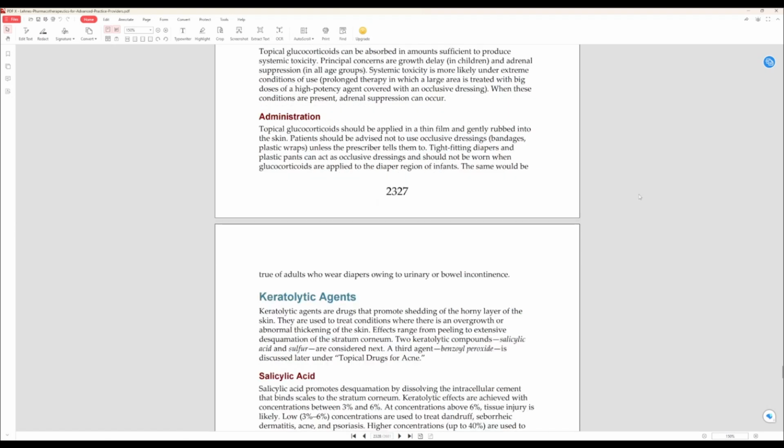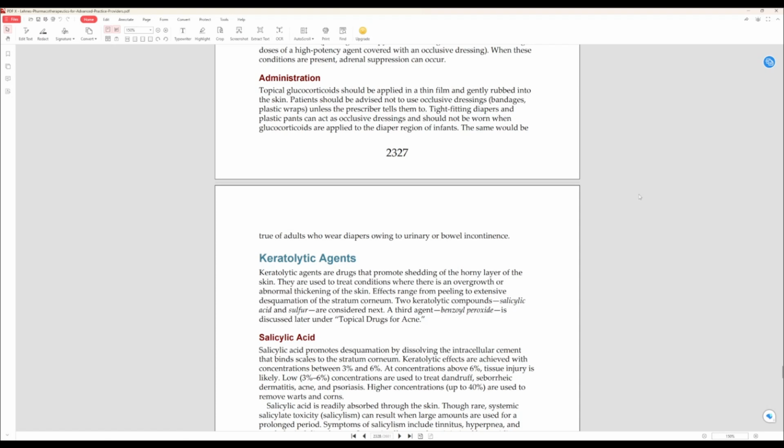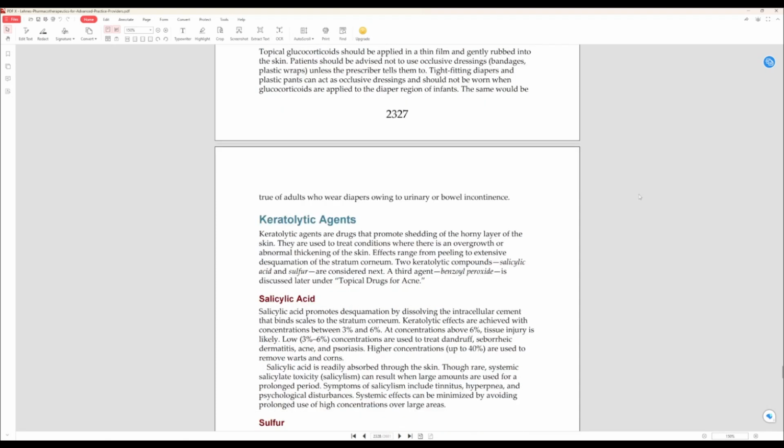Keratolytic agents. Keratolytic agents are drugs that promote shedding of the horny layer of the skin. They are used to treat conditions where there is an overgrowth or abnormal thickening of the skin. Effects can range from peeling to extensive desquamation of the stratum corneum. Two keratolytic compounds, salicylic acid and sulfur, are considered next. A third agent, benzoyl peroxide, is discussed later under topical drugs for acne.